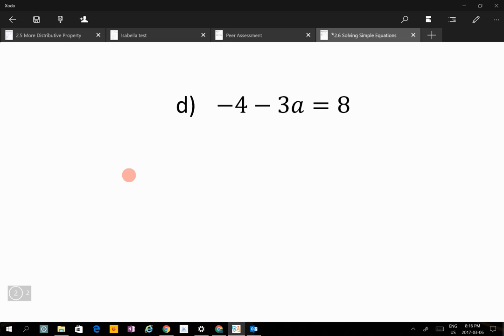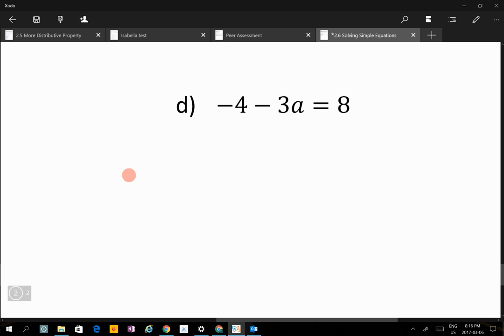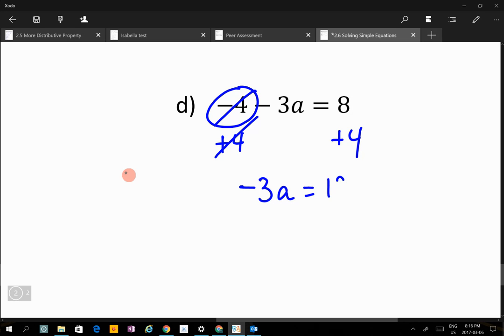So again, I have to deal with the addition and subtractions first. So let's try and reverse this negative 4 by adding 4 to it and adding 4 on the right side as well. So these two cancel each other out. I'm left with negative 3a equals 8 plus 4, which is 12. Then if I want to find a, I divide both sides by negative 3.